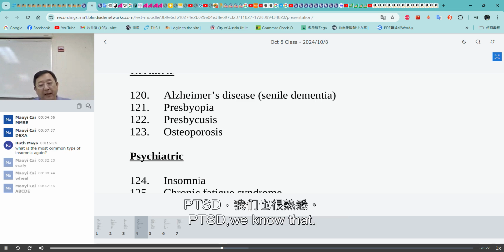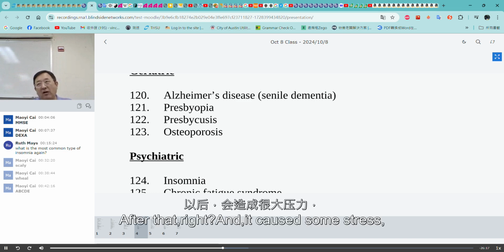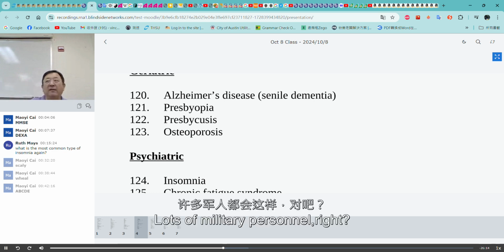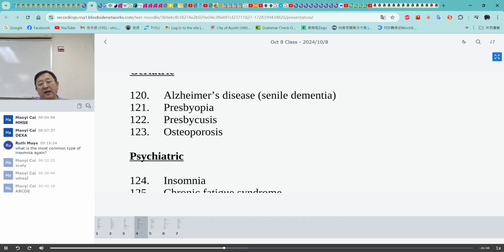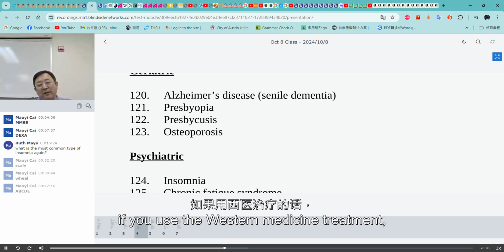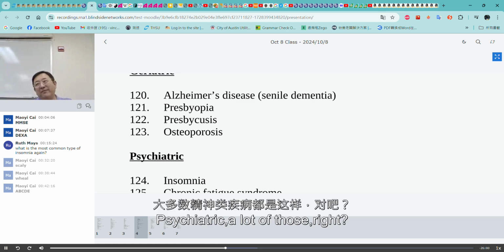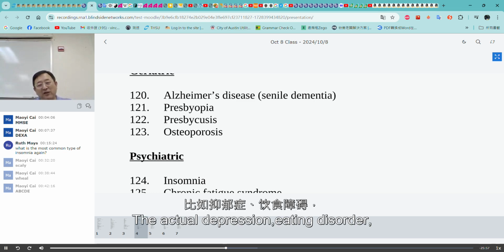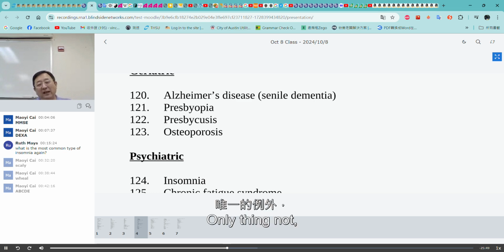Now, PTSD, we know that. This is actually after a traumatic event, and it causes some stress, sometimes flashbacks. Lots of military personnel have PTSD. If you use the Western medicine treatment, same thing, antidepressant. Everything just to remember, psychiatric, a lot of those. The actual depression, eating disorder, anxiety, PTSD, and all of those are what? Antidepressant. The only thing not antidepressant is the next one, schizophrenia.